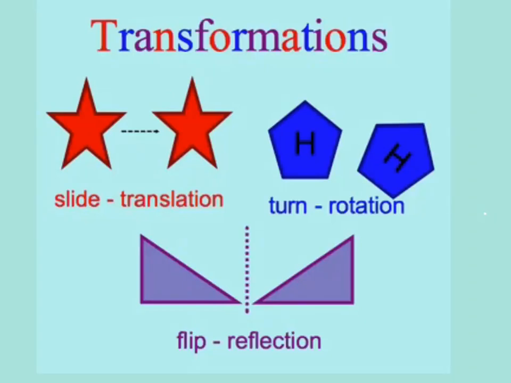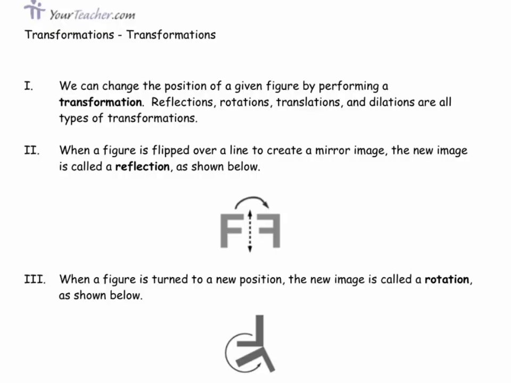Transformations. Let's look at that. So if you can understand this image, which hopefully you can, this will help. So what are transformations? It's changing the position. And the main ones are, we have a reflection, a rotation, and translations and dilations. Okay? So those are all types.